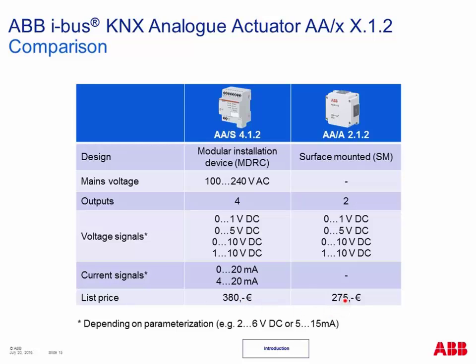The list price, as you can see here, is 380 euros, and the small, decentralized surface mounted device is 275 euros. As already mentioned, we can adapt the output signals. See the footnote here: depending on parameterization, you can also change the output signal, for example, between 2 and 6 volts. So not only 0 to 10 volts, but we'll see this later in the further slides.